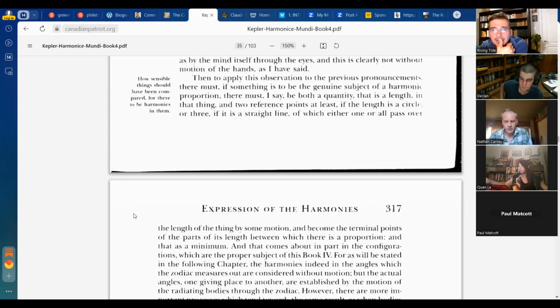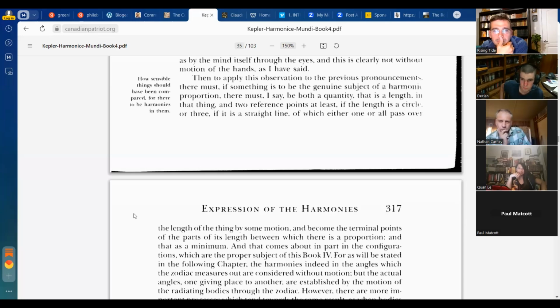Two reference points if the length is a circle, or three if it is a straight line, of which either one or all pass over the length of the thing by some motion. When I think of the circle and two reference points, I can't help it, I immediately go with the diameter and the radius as a way of defining the two points necessary, beginning and end, to construct a circle.